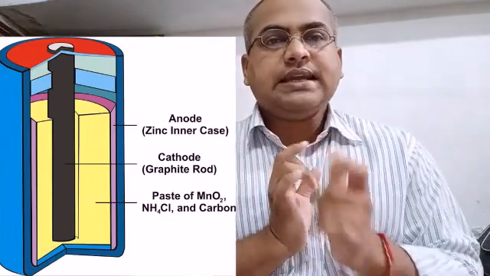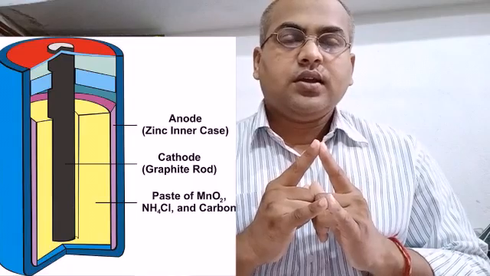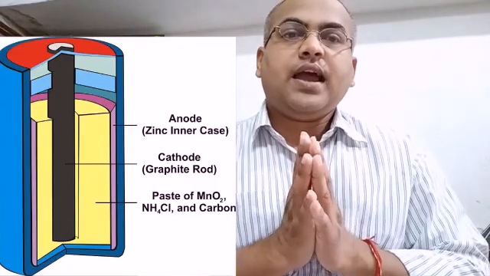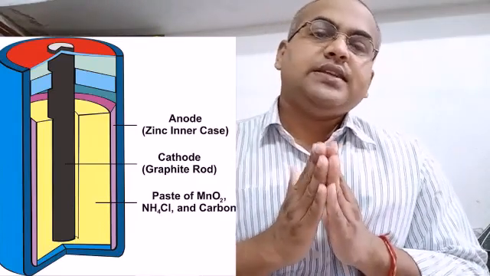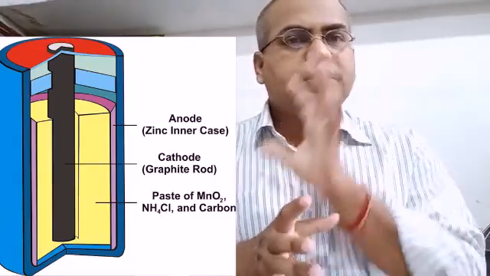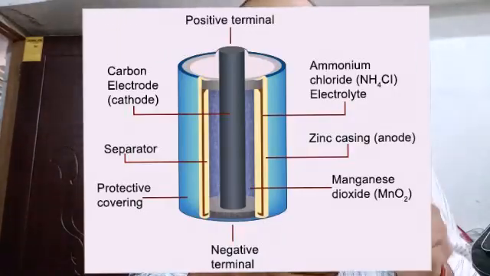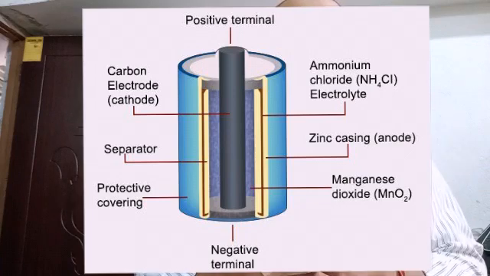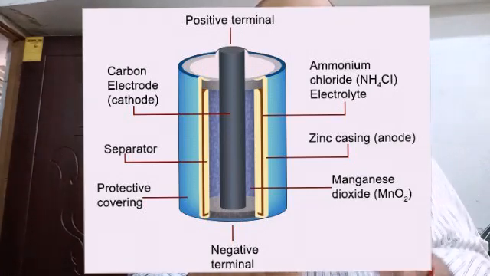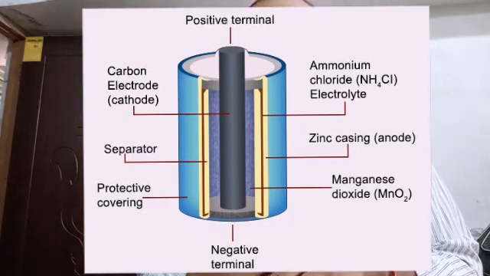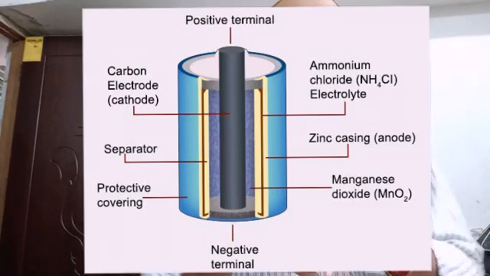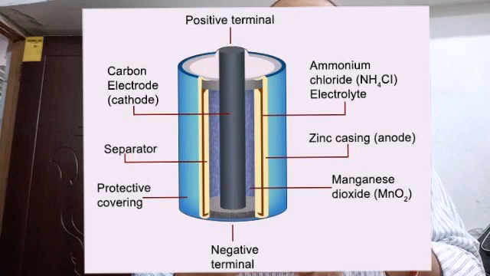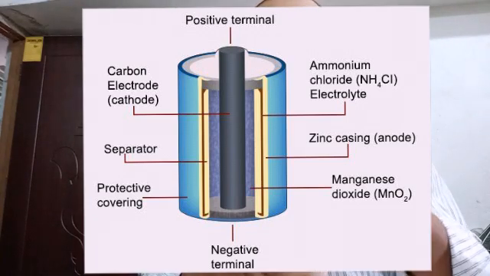Among these chemicals there is a carbon rod in between. There is a paste of carbon and ammonium chloride. Zinc is also there, and manganese dioxide is also there. So these are the chemicals present in the electric cell. When they react with each other, they produce electricity, or energy, or the flow of charges, because of the chemical reaction.